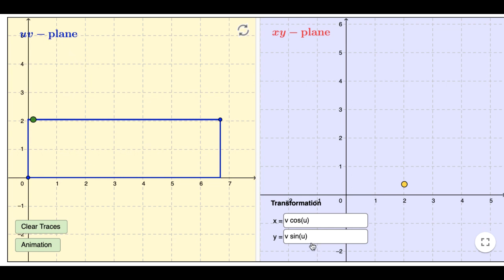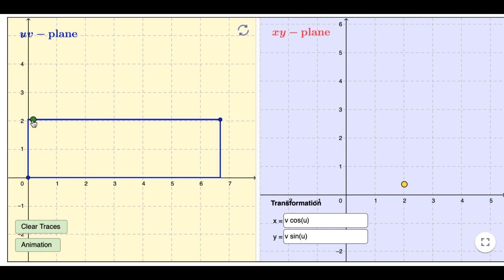Okay, so for the first transformation, we're just going to take x to be v cosine of u and y to be v sine of u, and notice that that's exactly the same transformation as for polar coordinates, where v is playing the role of r and u is playing the role of theta. So you should think of this as the theta axis and this as the r axis. Okay, and so we have this rectangle on the uv plane, which is really the theta r plane, and we want to see how this looks on the xy plane.